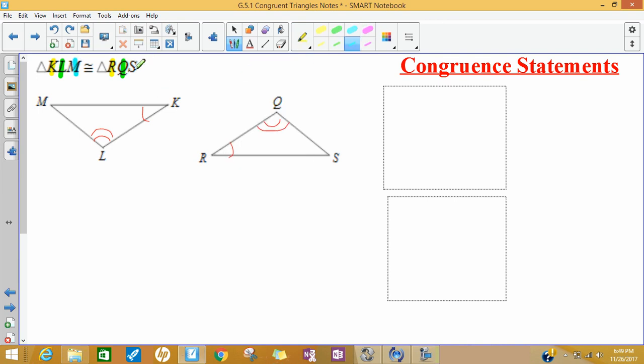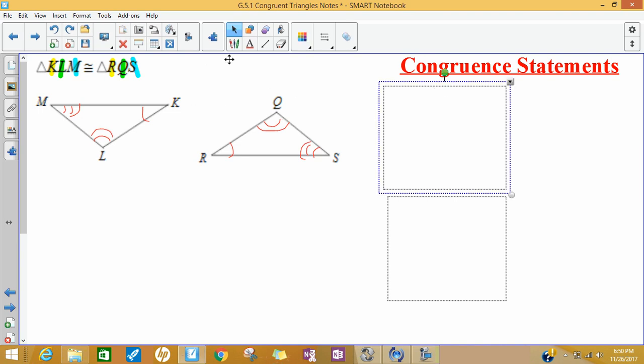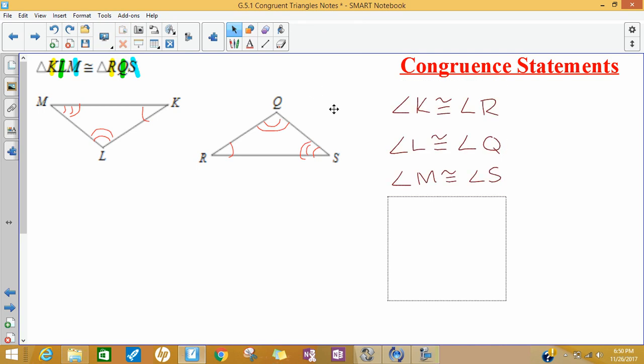Then I can say that M and S are congruent, and I'll use three arcs. And so those are my three pairs of corresponding congruent angles. And I can write the congruent statements for those. The statements that say angle K is congruent to angle R, angle L is congruent to angle Q, and angle M is congruent to angle S. These are called congruence statements. This is a triangle congruent statement. These are angle congruent statements.